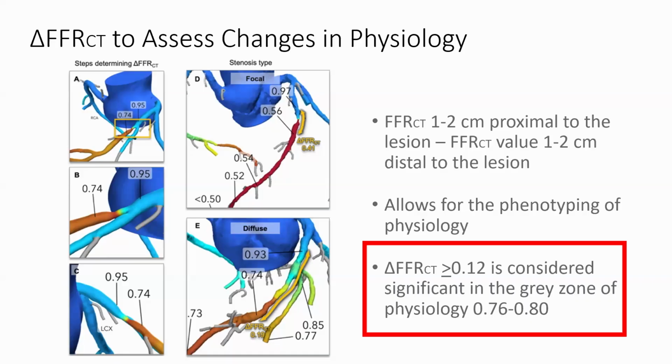So in our practice, we've taken that number, and we use a more loosely defined number of approximately 0.1 to really enrich and inform the decision around the need for referral to the cath lab when we identify lesion-specific values that are in the gray zone of physiology, 0.76 to 0.80, 0.81, as highlighted in the CAD-RADS 2.0 document.